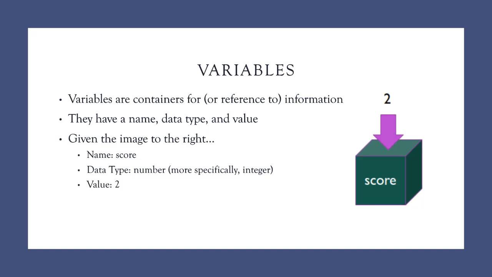And then the data type is inferred here, but it would be a number, right? Or more specifically, an integer, because 2 is a nice whole number. It is not a fraction or a decimal, so therefore it's an integer. So in this case, I have a variable score with a value of 2 and a data type of number.